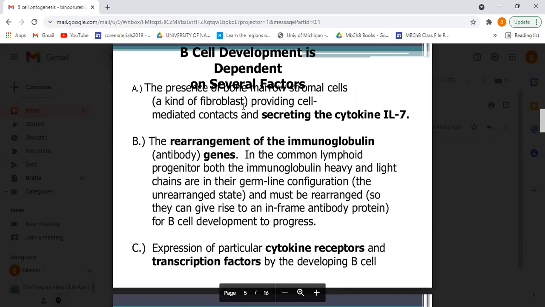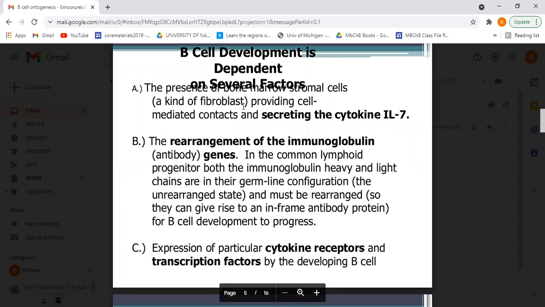And we have seen it provides contact. That is one important thing. Then also it secretes interleukin-7, which has a role to play in terms of B cell development. So in a nutshell, this interleukin-7 must have a receptor on the native B cell that is beginning to be formed, so that that interaction can be effected.